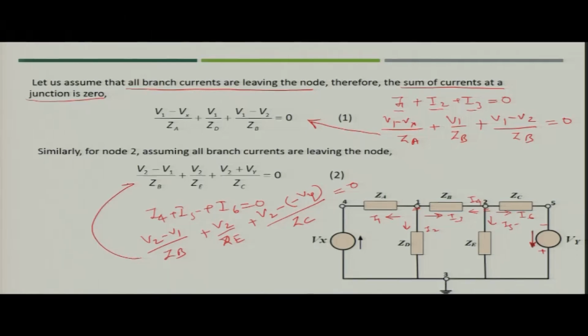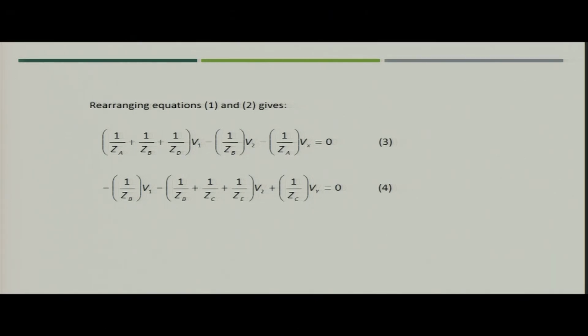So, what will you eventually get? You will eventually get the same equations which are mentioned in this slide. Now, what you can do is rearrange all the variables, like V1 you can put together, V2 you can take together, and then Vx and Vy in both of the equations. Now, if you know the values of ZA, ZB, ZD, ZC, ZE, you can simply put in the values, and it will be a very simple equation.